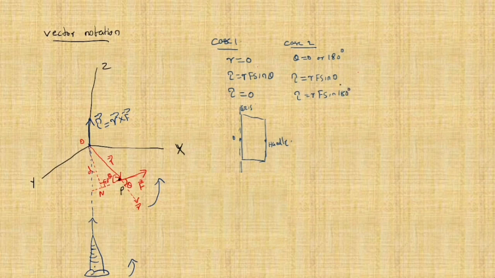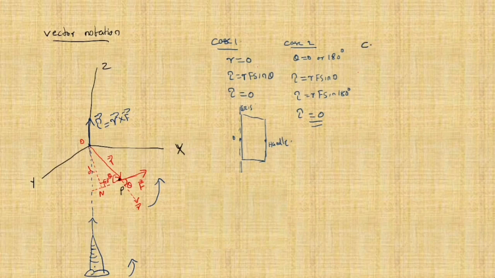Okay. Theta is equal to 0 or 180. Torque is equal to what? 0 itself. That means you can see here theta is the angle between the position vector and the force vector, right? If both are acting in the same direction, what will happen? There won't be any torque here. So that is case 2.